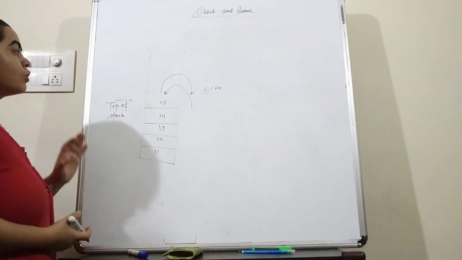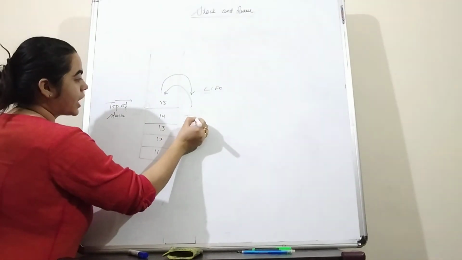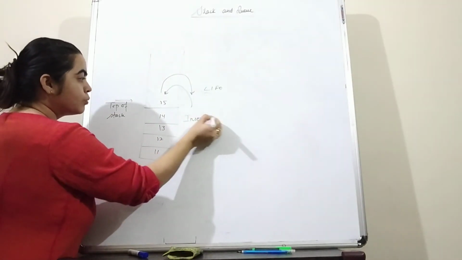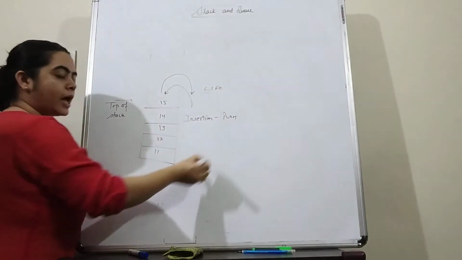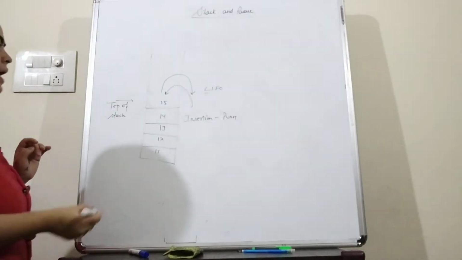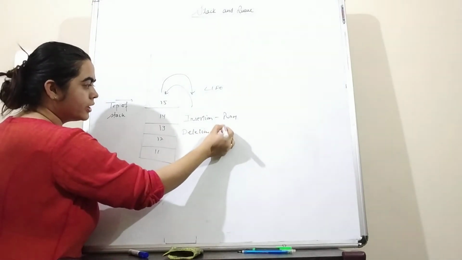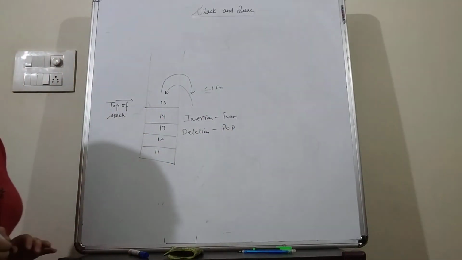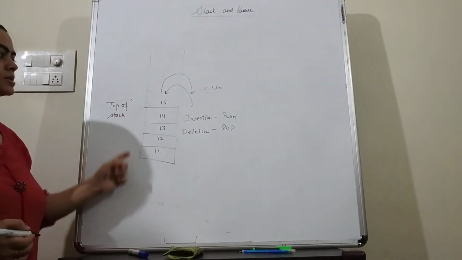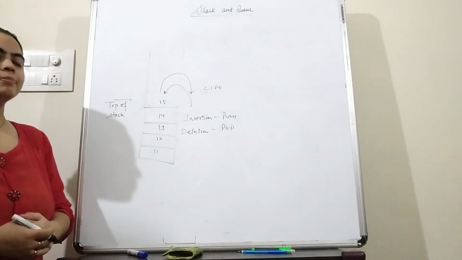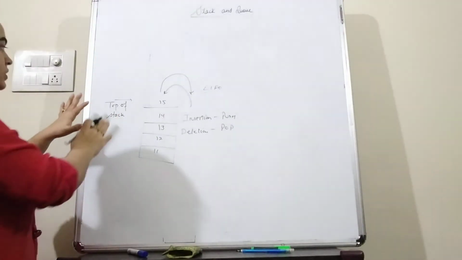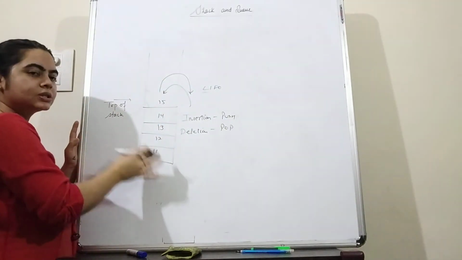Now students, for insertion in a stack we call it the push operation, if we want to insert any data element into the stack, and if we want to delete any element from the stack, then we call it the pop operation. So push means to insert the data element in the stack, and pop means to delete the element from the stack. Now students, this is the top of the stack and this is the stack.